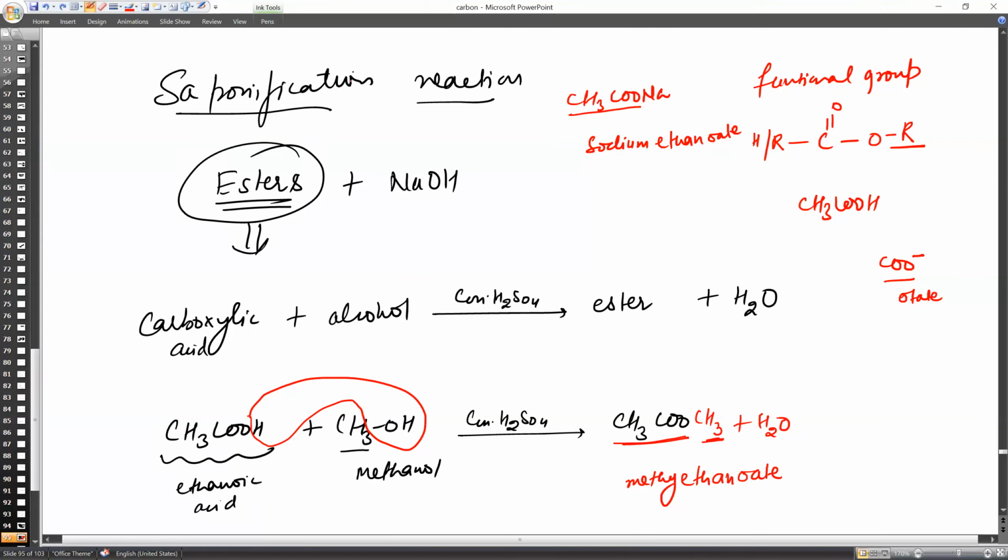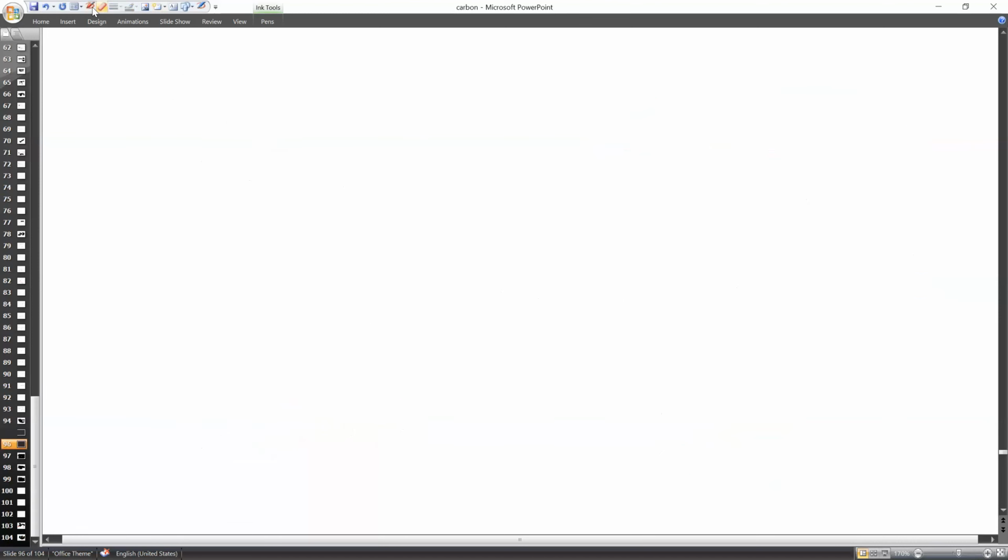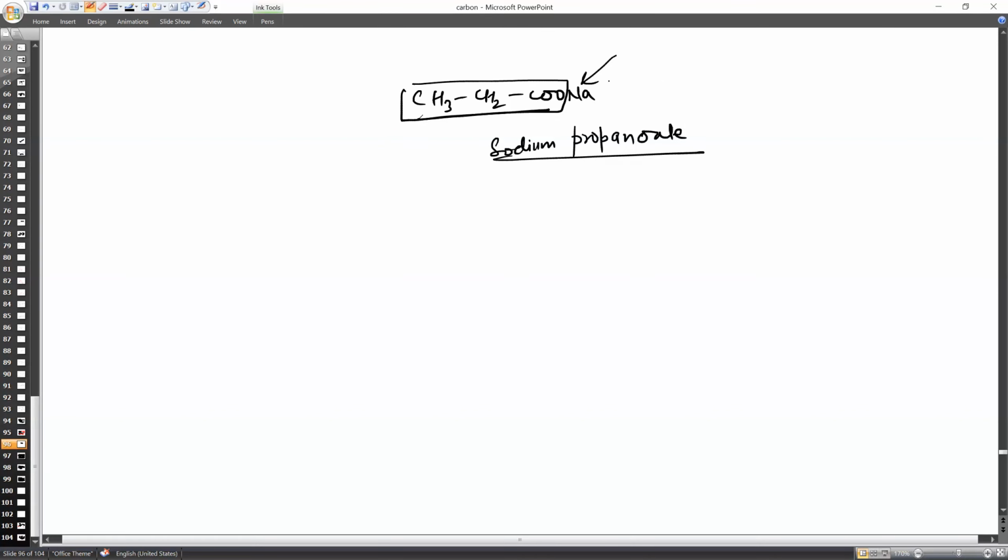And if it is three carbons, like if I have CH3CH2COONa, then the name of this compound will be sodium, the three carbon prop, then an for carbon-carbon single bond, and then oate: sodium propanoate. But this is a sodium salt of carboxylic acid, because this is a carboxylic acid and this is a salt, Na. So this is a sodium salt of carboxylic acid.